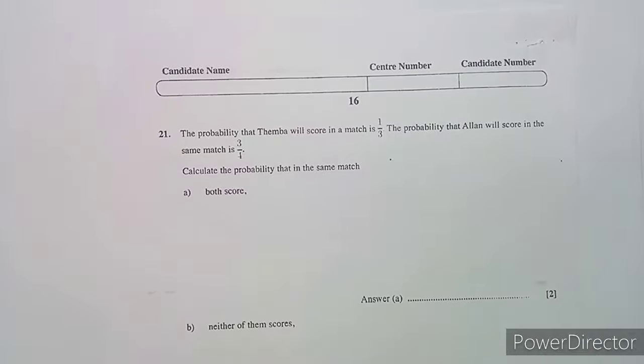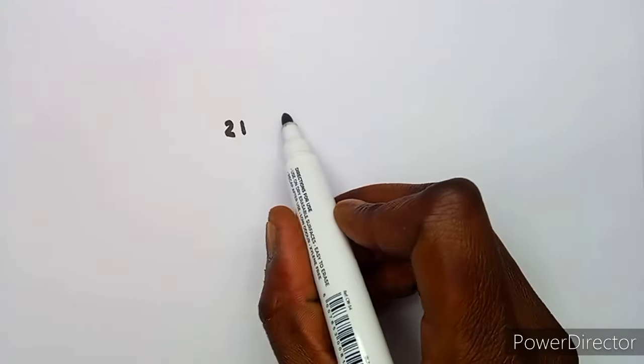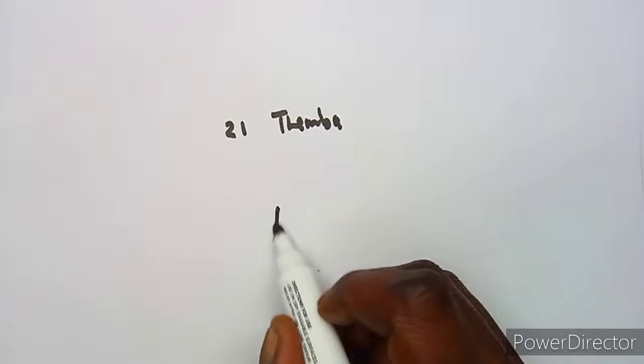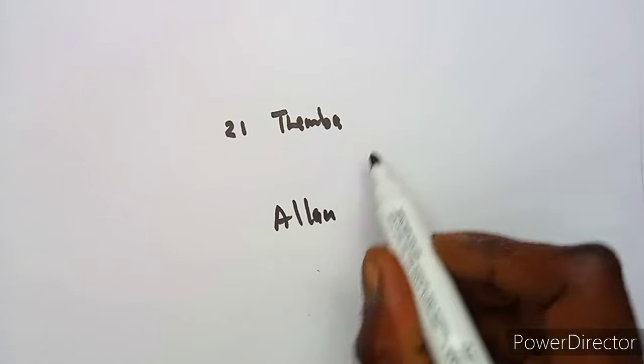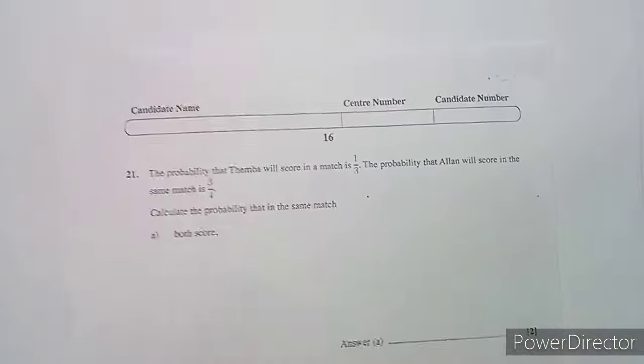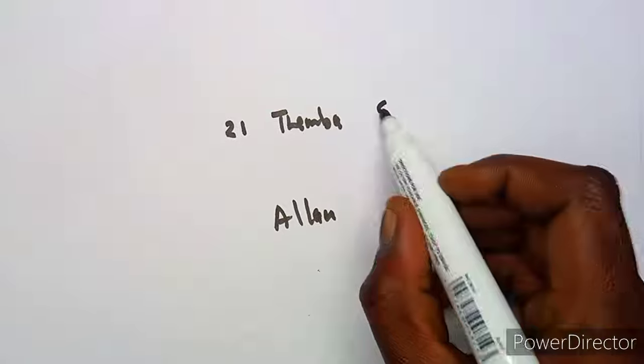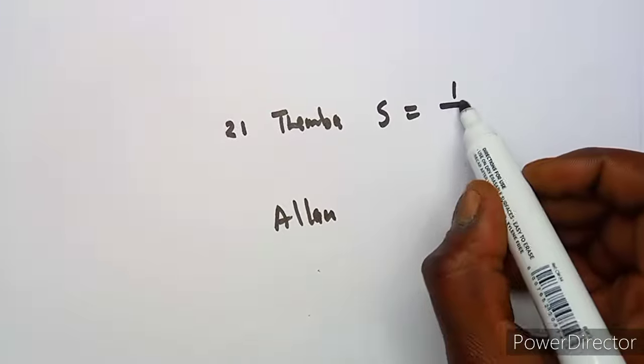Okay, for number 21, we are given the probabilities of Temba scoring in a match, and also Alan scoring in the same match. The one for Temba, maybe if we write it down, it's going to help us. So there are 2 guys here, which is Temba and Alan. So they are saying that for Temba to score, it's 1 over 3 in a match.